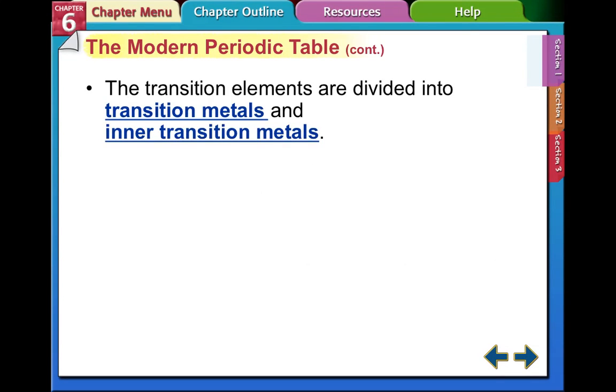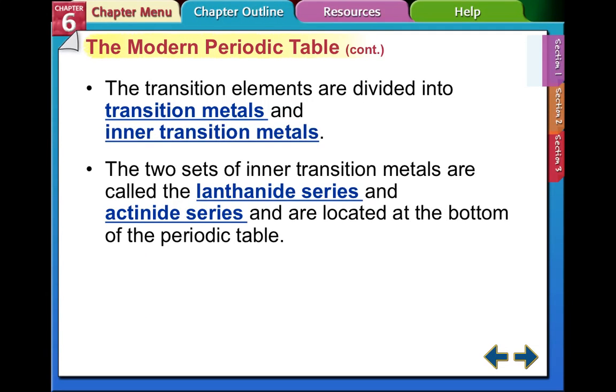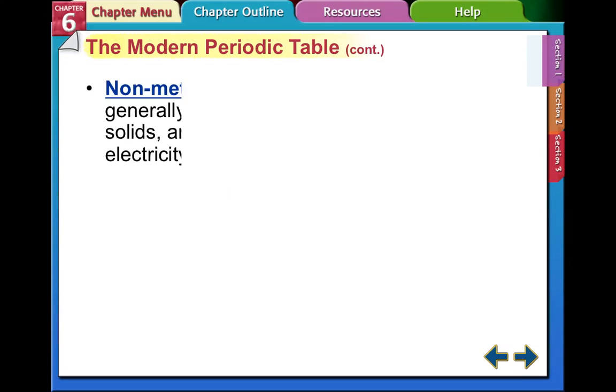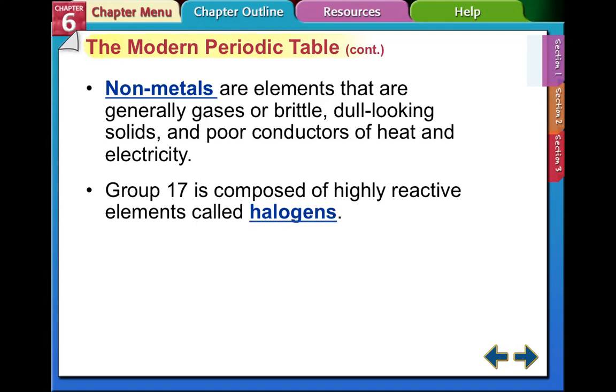The transition metals are divided into the transition metals and the inner transition metals. The two sets of inner transition metals are called the lanthanoid and the actinoid series, and they're located at the bottom of the table. And remember, the reason they're pulled out is so that they fit on one page. They fit in the periodic table. Nonmetals are the elements that are generally gases or are brittle, dull-looking solids, poor conductors of heat and electricity.